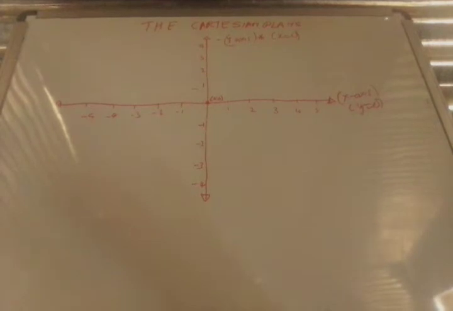Today we're going to be looking at the Cartesian plane, which is what we referred to in the previous video when we were talking about the x-intercept and the y-intercept. So I want to make sure that we're all on the same page and we don't struggle as we go along, okay?